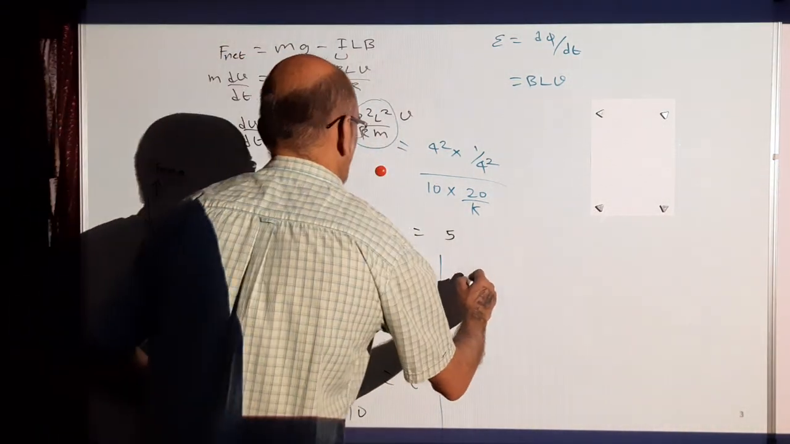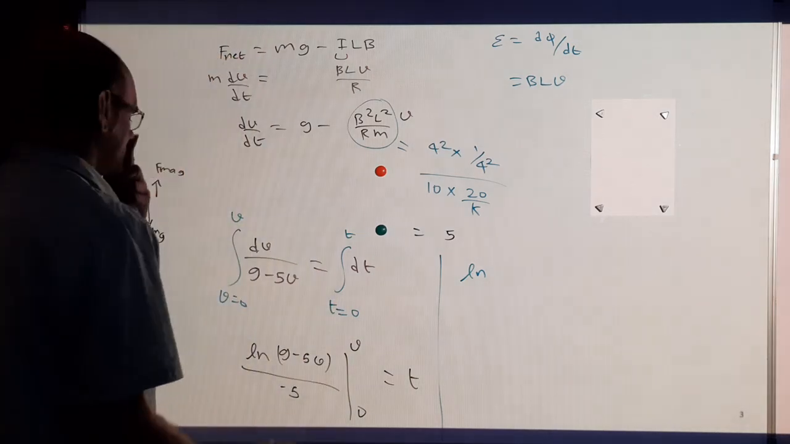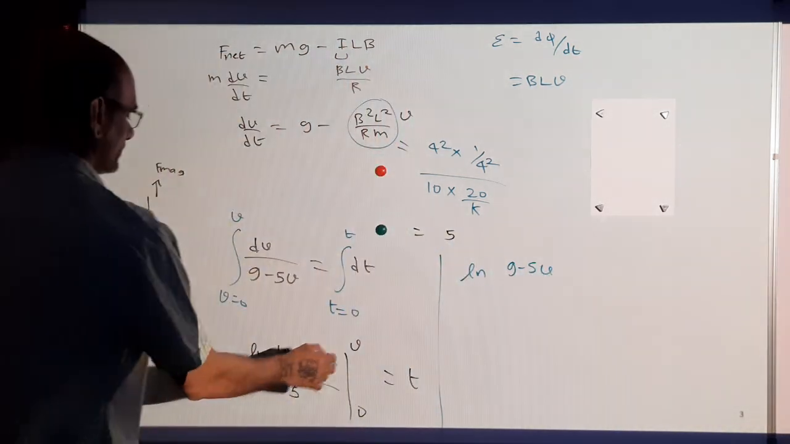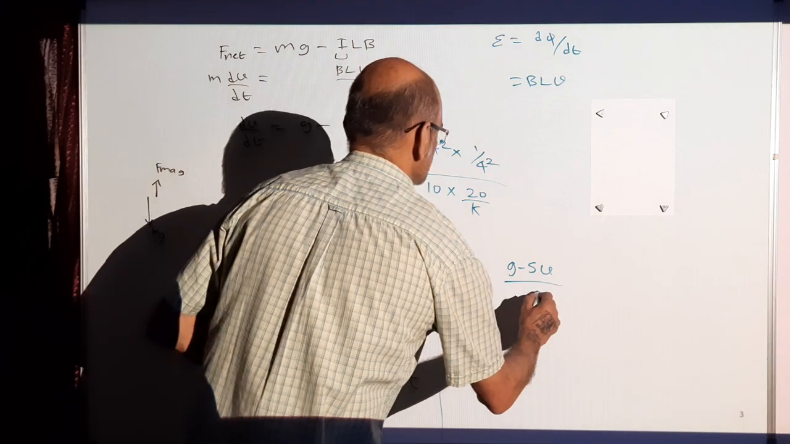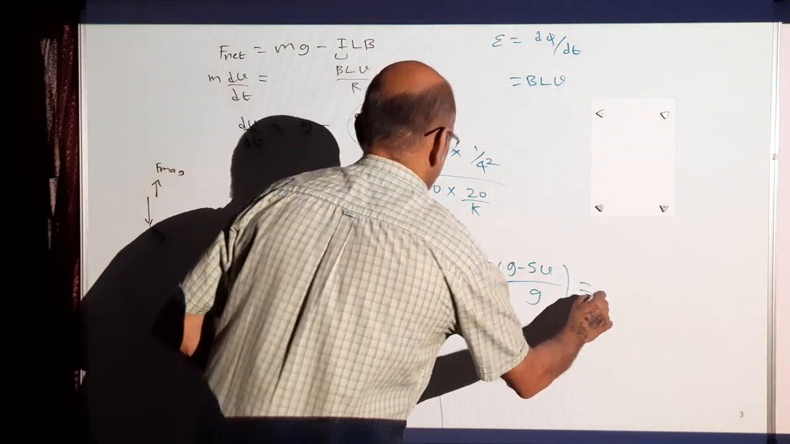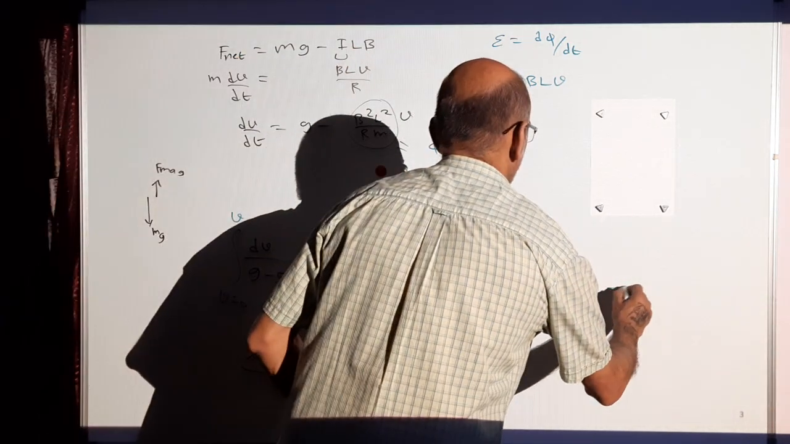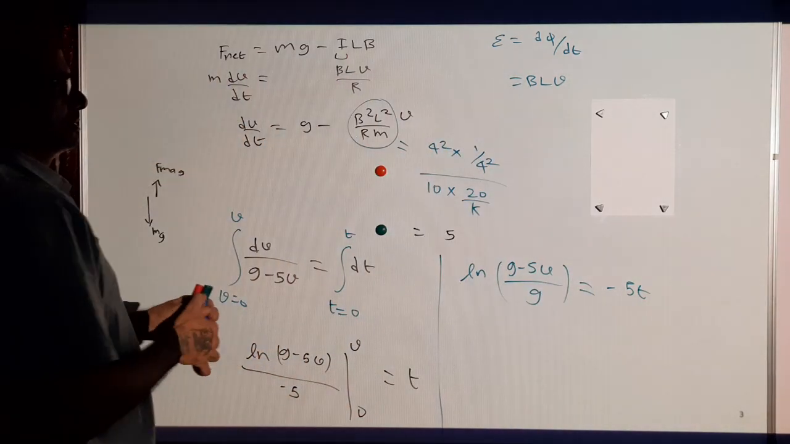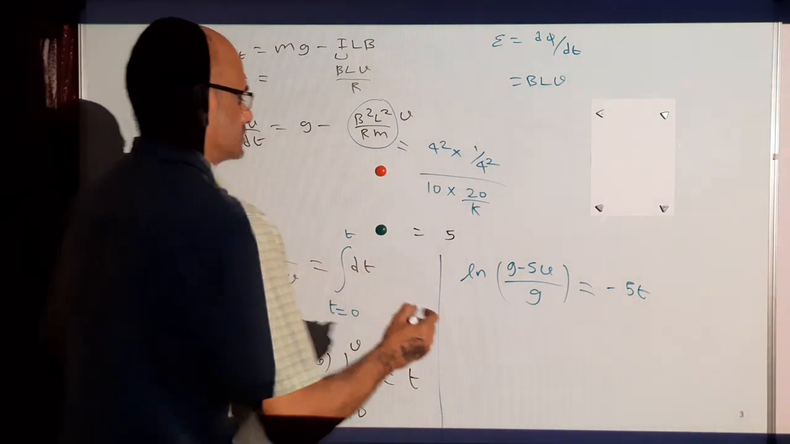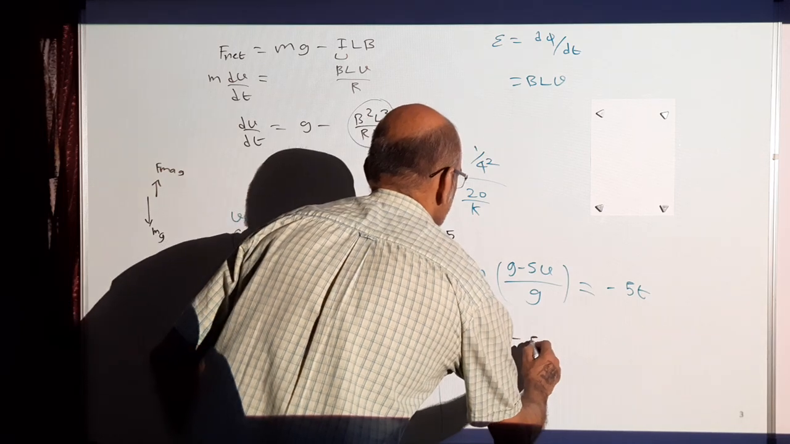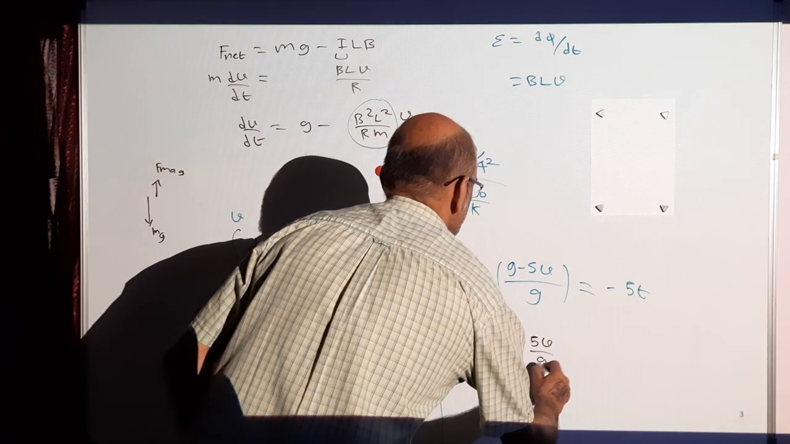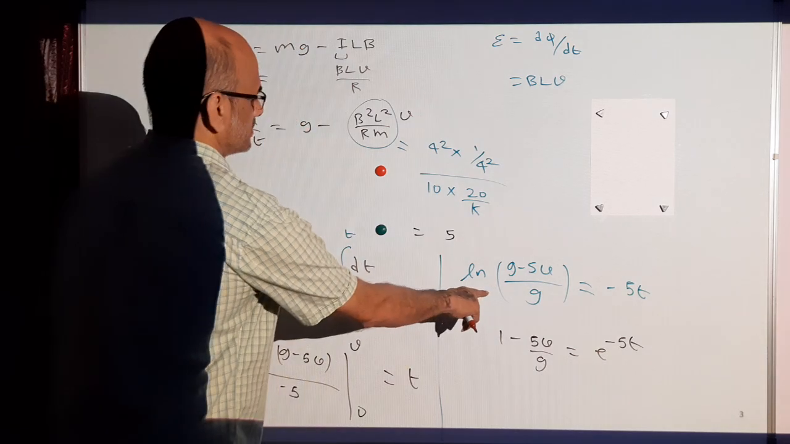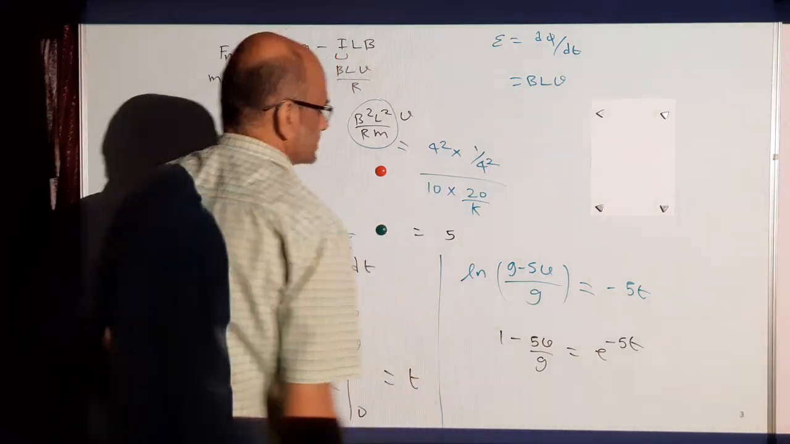So this will become ln of g minus 5V. When you put the upper limit, and when you put the lower limit, it becomes g. That's equal to minus 5t. So this will become 1 minus 5V by g equal to e raised to the power minus 5t. This is log to the base e, so this will become this one.